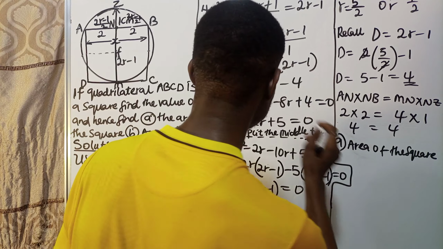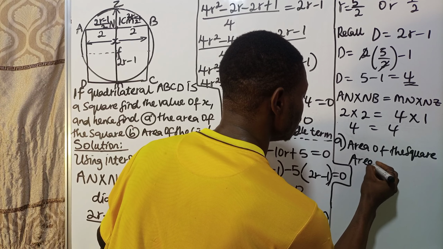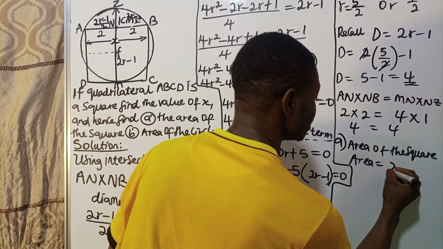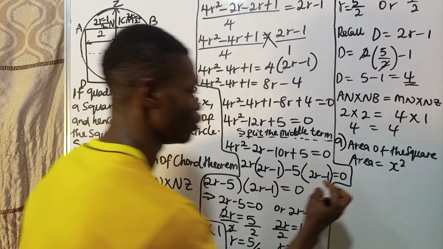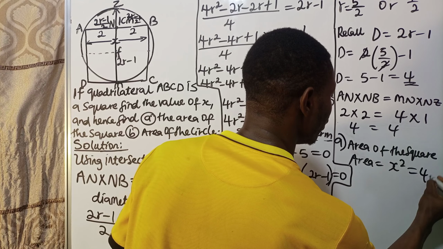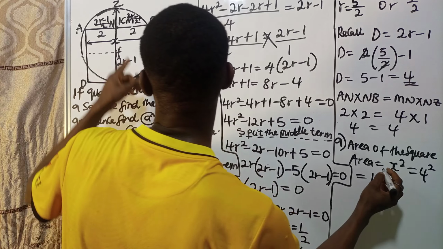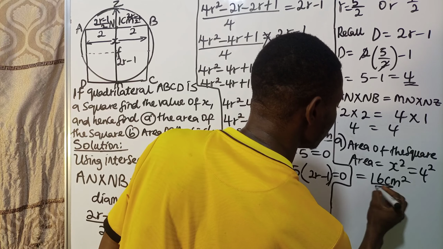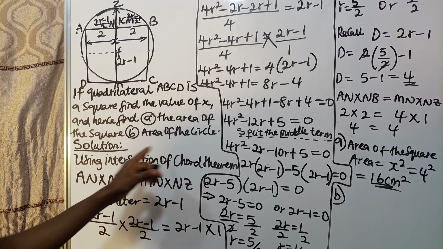And you know that the area of a square is equal to X squared. So here is 4 and here will also be 4. So we are going to have 4 squared, which will give me 16 centimeter squared, because it's in centimeter squared. So for part b, the area of the circle.